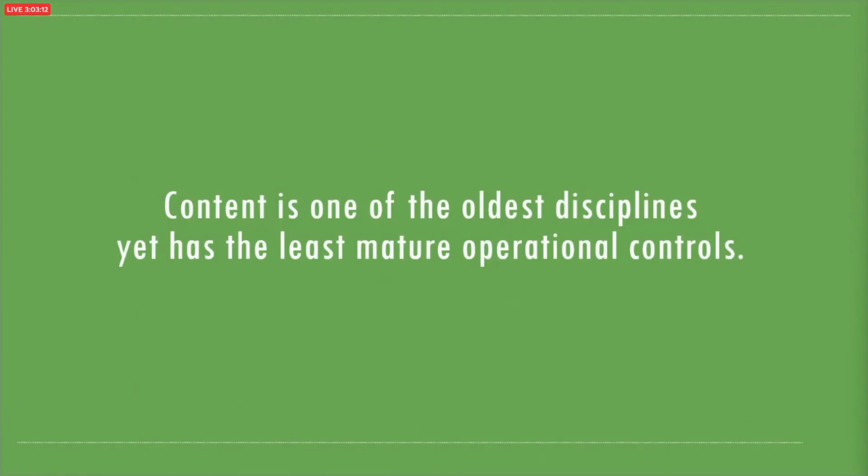So, content is one of the oldest disciplines in the world. We see that there have been pictures scratched into cave walls. This has been around for a long time. But when it comes to today's business arena, it has one of the least mature operational controls. The way you have code and GitHub, and that works very tightly, and programmers sit together and do pair programming and so on. Well, content is kind of a wild west, right?